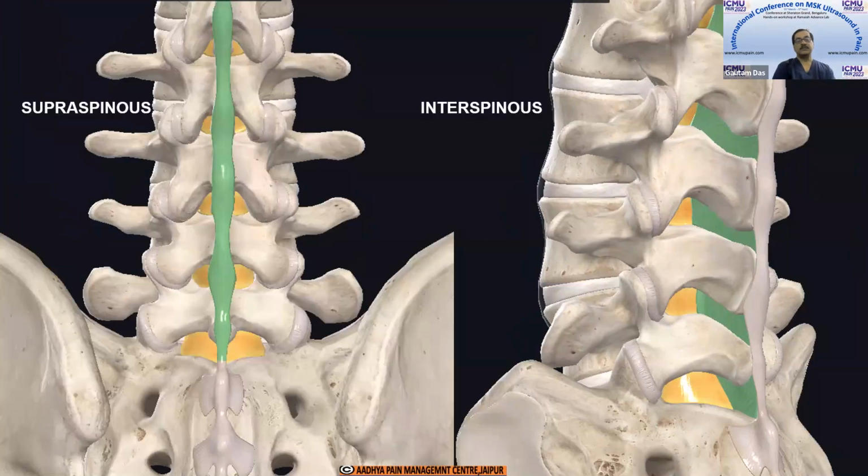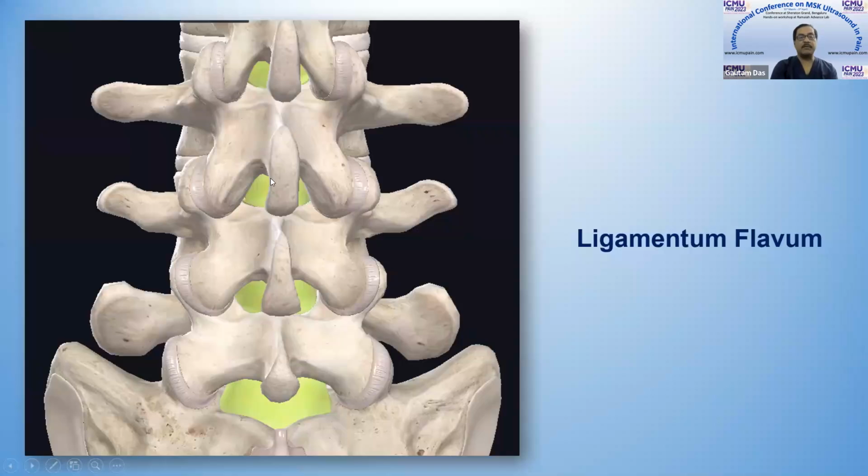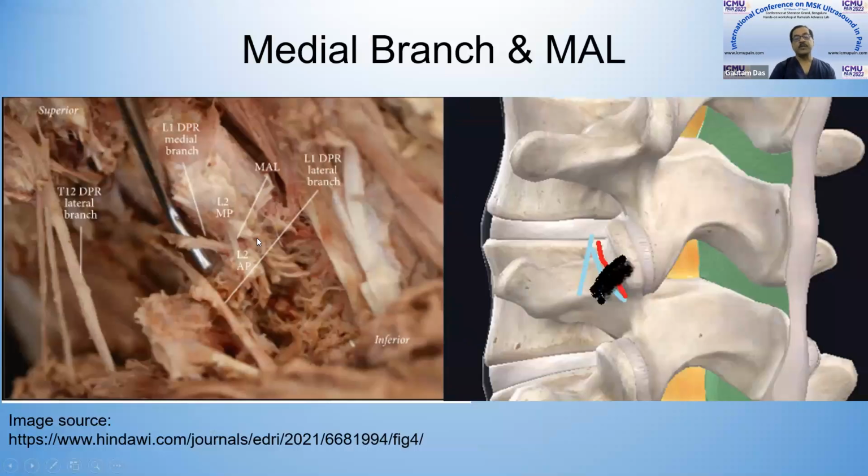Then some ligaments are there. Supraspinous ligament is in between the two spinous processes. Interspinous ligament is also in between the two spinous processes. And we have the ligamentum flavum, which we are puncturing, particularly the anesthesiologists, so much for the spinal epidural. So, the ligamentum flavum is between the two lamina.